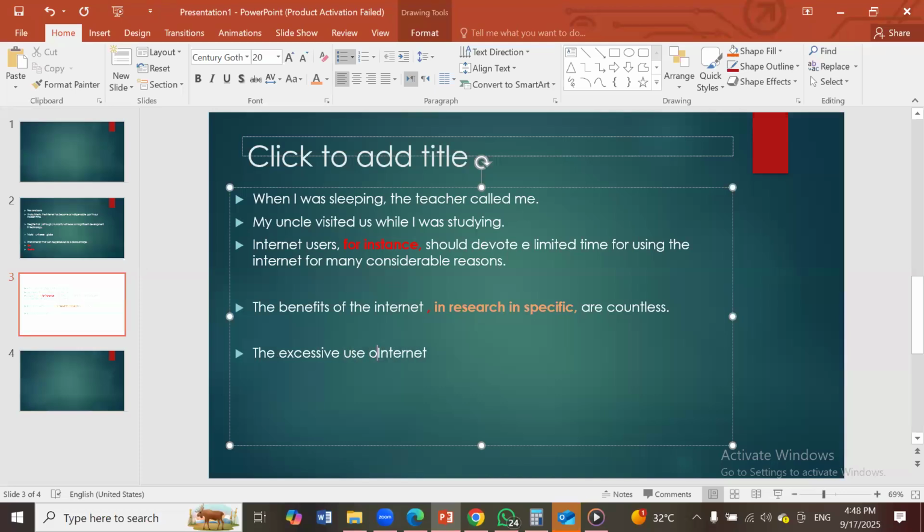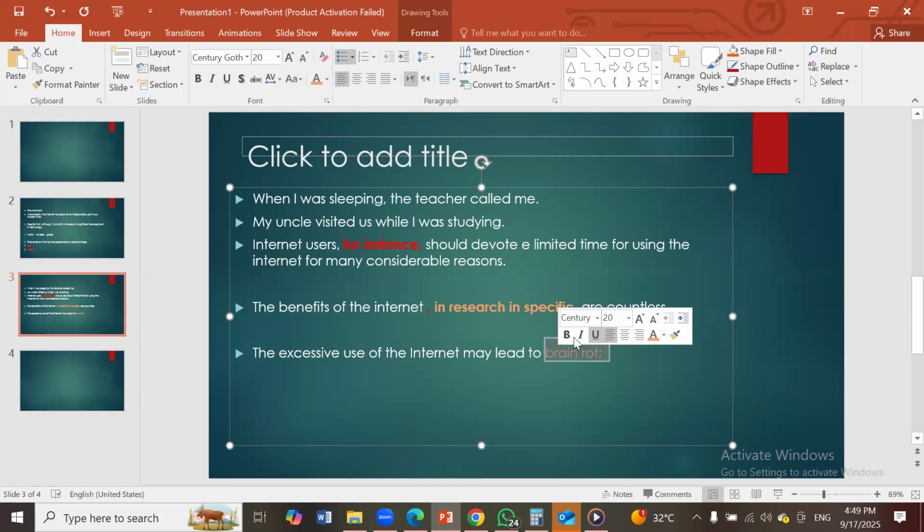Use of the internet may lead to, you know, the idea of brain rot, meaning the decay of the brain. Yes. Brain rot because of reels and this content. Brain rot.